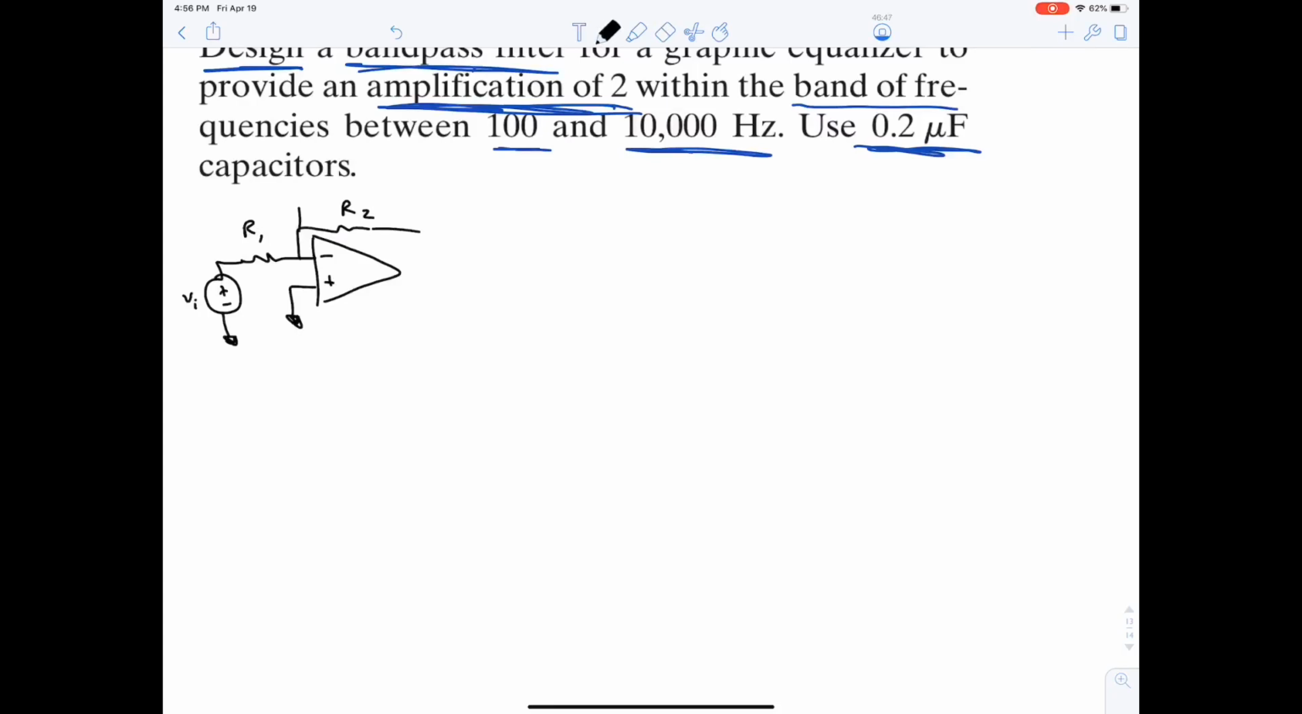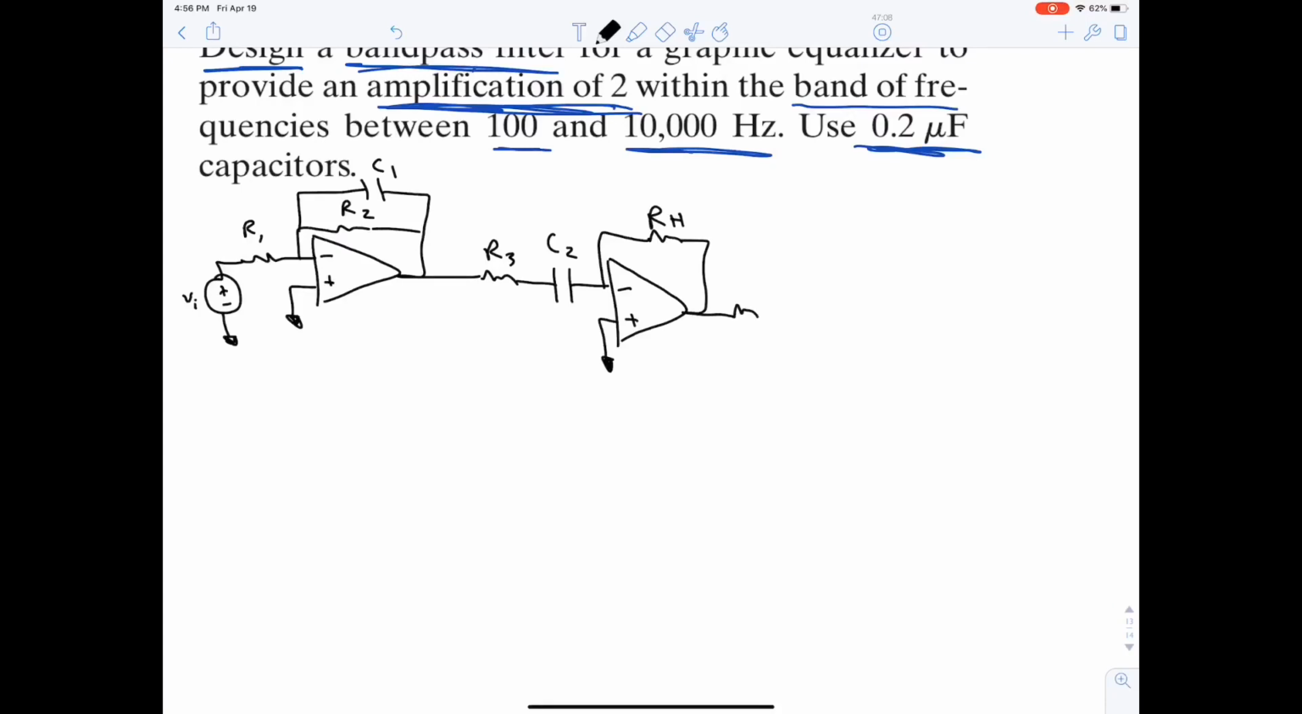R1 and R2. Here we have the capacitor C1, R3, C2, okay, no, actually we'll call this R4 and R5, this is R6 and the output.